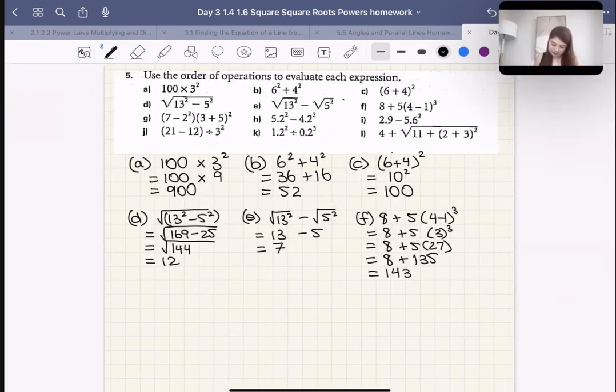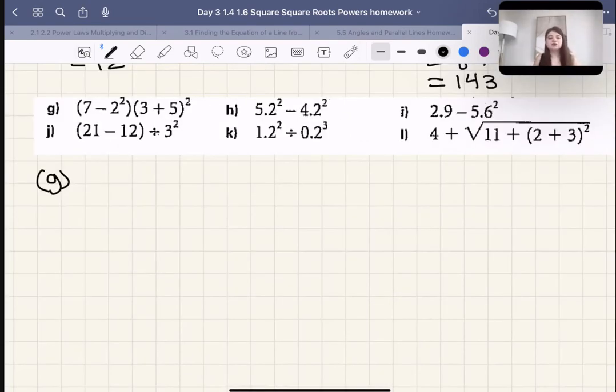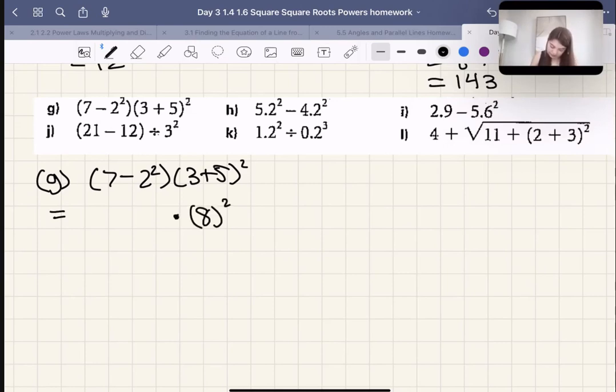Okay, let's do G. G says 7 minus 2 squared, times 3 plus 5 squared. Okay, so are there any brackets? Yes, there are. So the second brackets are pretty simple. We can just evaluate it and say that this is the same as 8 squared. For the first brackets, though, there's 2 operations within those brackets. So within the first brackets, are there any other brackets? No. Within those first brackets, are there any exponents? Yes. So let's do the exponent first within the brackets.